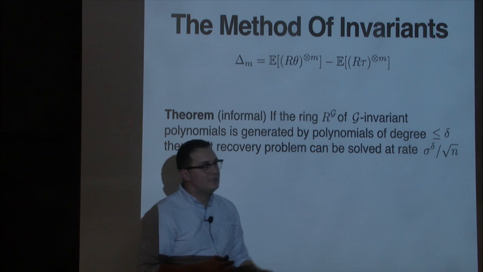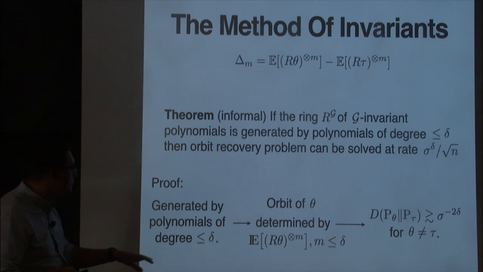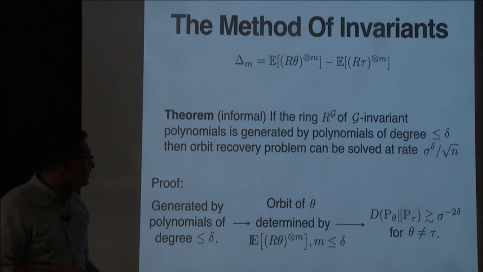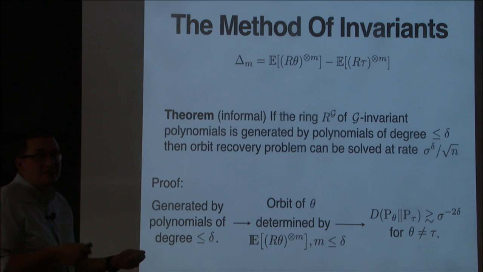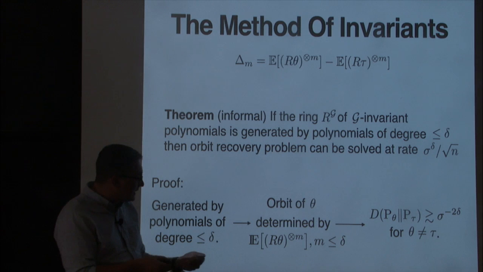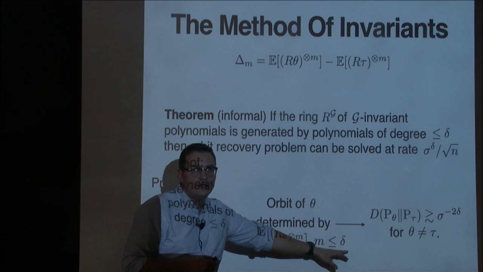And here's a proof. Basically, if I have a ring generated by polynomials of degree at most delta, so those are the only polynomials I care about, then the orbit will be determined only by polynomials where the degree is at most delta. What does it mean that the orbit of theta is determined by those polynomials? It means that if you give me a different evaluation of those polynomials, if those polynomials are actually different, it means that I started with a different theta. And so that's what I mean by determined, which means that if you give me theta and tau that are different, I will not be able to match moments of order delta.